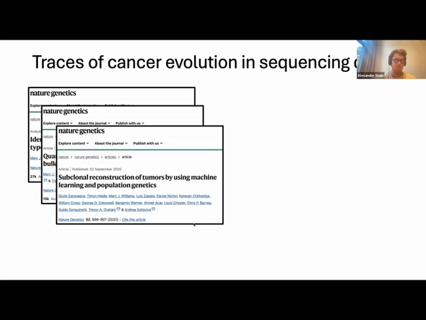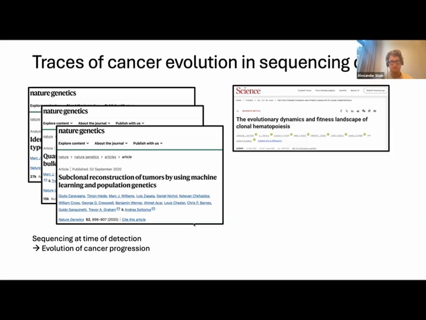And it has also been used to improve the phylogenetic tree construction. So these papers all have in common that they usually look at the sequencing data at the time of detection, and they want to make an inference of the evolution during cancer progression.